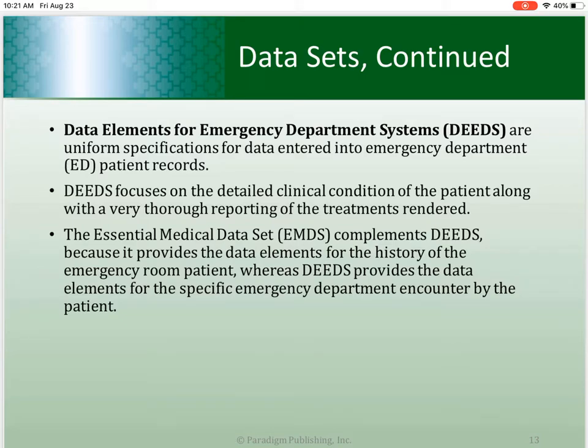And then if you drop down, you have the essential medical data set, and it complements DEEDS, and it provides data elements for the history of the emergency room patient, where DEEDS provides the data elements for the specific emergency department encounter by the patient. So they're kind of a complement to each other.